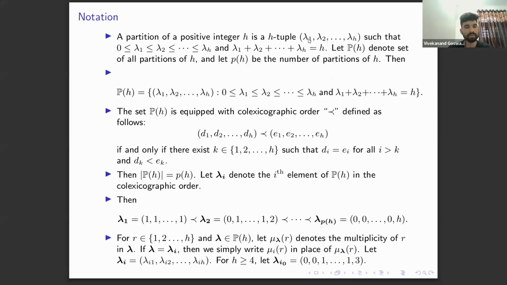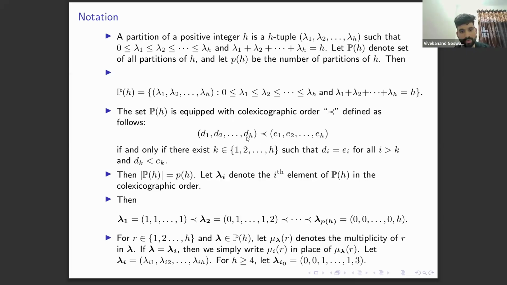Okay. So before going to the outline of the proofs, let me introduce some notation that we will be using there. A partition of a positive integer h is an s-tuple lambda 1, lambda 2, up to lambda s, such that their sum is equal to h. Let p(h) be the number of partitions of h. Then P(h) is equal to this set, as we have defined it, and on this set we also give an order. This is called colexicographic order and is denoted by this symbol.